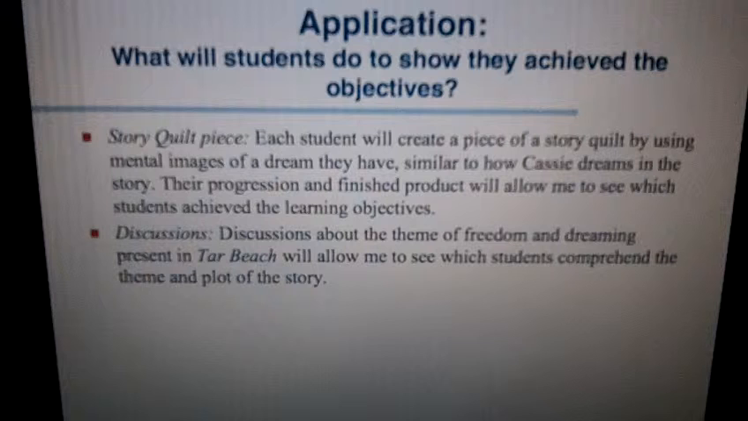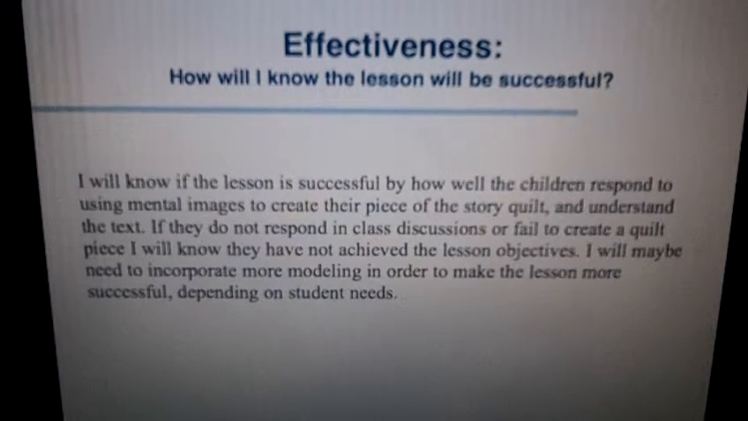So what will students do to show that they've achieved the objectives in my lesson? Each student will create a piece of a story quilt by using mental images of a dream they have, similar to how Cassie dreams in the story. Their progression in creating these story quilt pieces and the finished product will allow me to see which students achieved the objectives. Discussions about the theme of freedom in Tar Beach will also allow me to see which students comprehend the theme and the plot of the story.